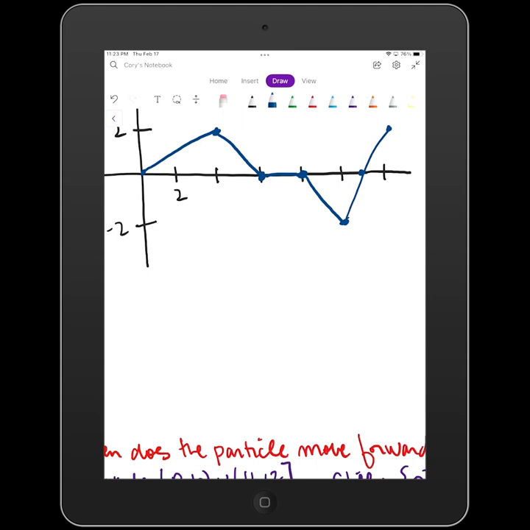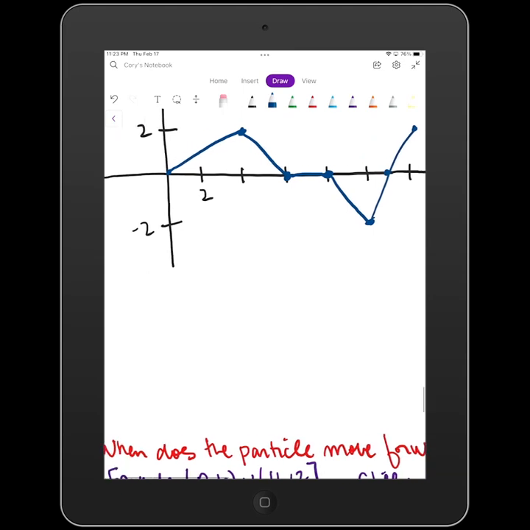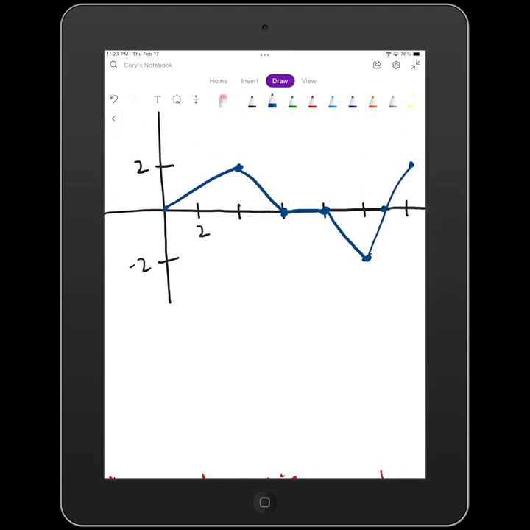Okay, so when is the graph moving away from the t-axis? It's moving away from the t-axis for these times here in yellow. Okay, so that's when our particle is speeding up. And the graph is moving toward the t-axis where I wanted to highlight in blue, which is here and here. So our particle is slowing down on those intervals.